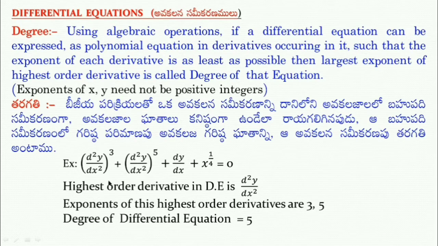That means first we have to express the equation into polynomial form of its derivatives. Then we have to recognize which one is the highest order derivative. Then we have to write down the exponents of this highest order derivative. Here 3 and 5 are the exponents, and among these two, 5 is the largest one. So the degree of the differential equation is equal to 5.